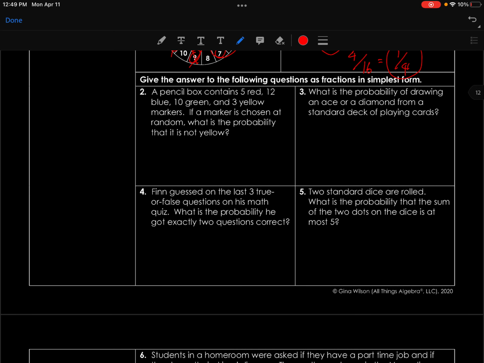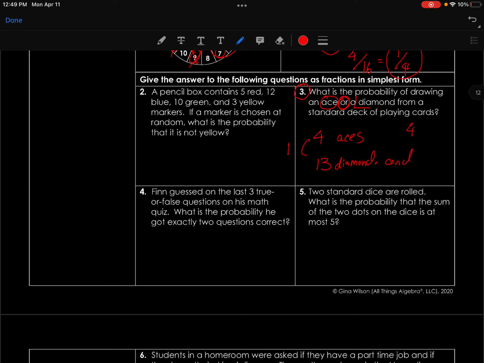Now for this one, you have to use a little bit of common sense maybe. Let's look at question number 3. What is the probability of drawing an ace or a diamond from a standard deck of playing cards? Well, first of all, there are 4 aces in a deck of playing cards. Out of those 4 aces, one of them is a diamond. So there's an overlap. There's 13 diamond cards, and there's one that's an overlap.